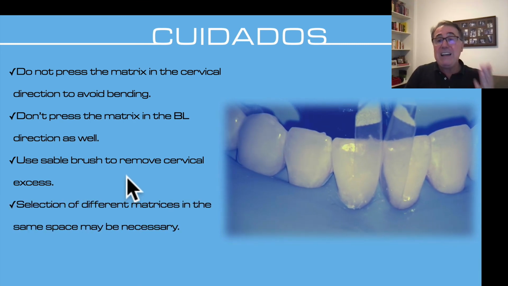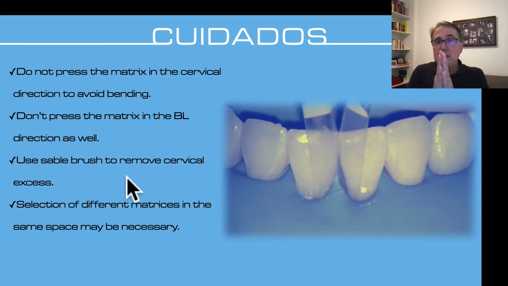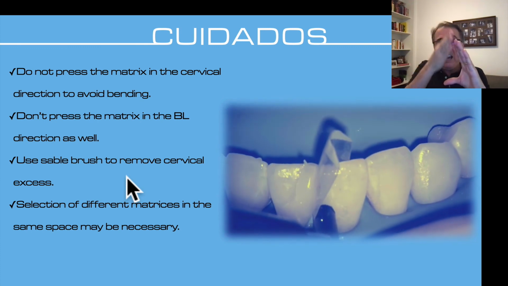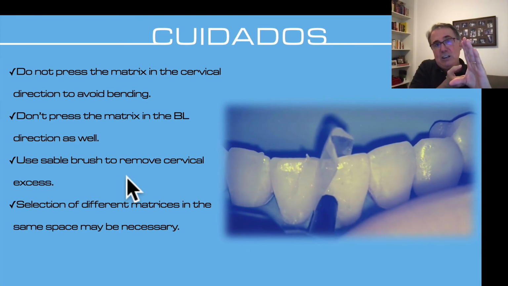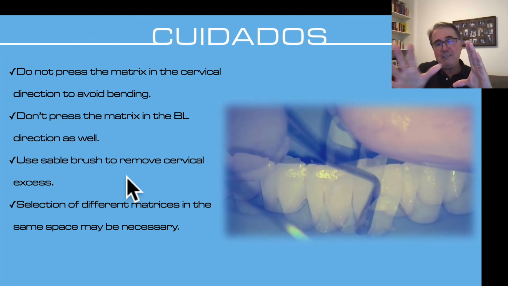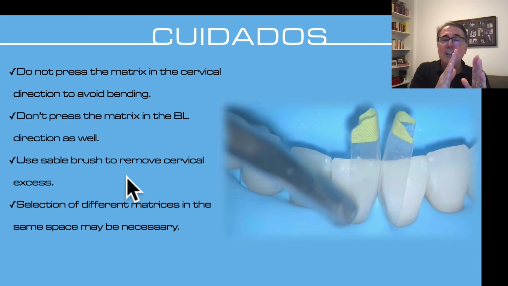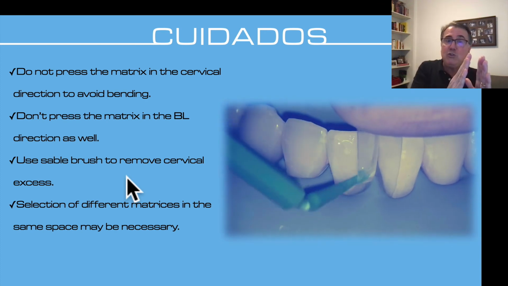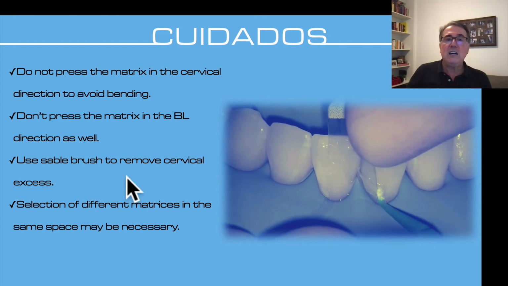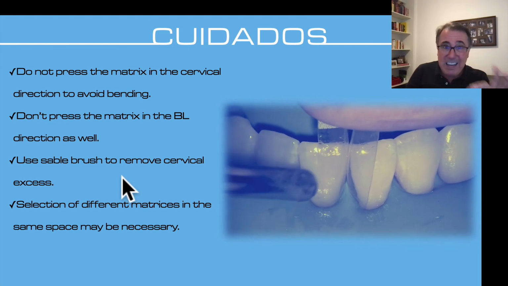And also, you might need different matrices in the same space when necessary. Sometimes you need the yellow on one side and the red, the pink, I mean, on the other side. They say it's pink. I think it's red, but it's pink. I think it's red. But sometimes you need more restorative material in one tooth than the other one. Therefore, sometimes you might need two different sizes of matrices in the same space.